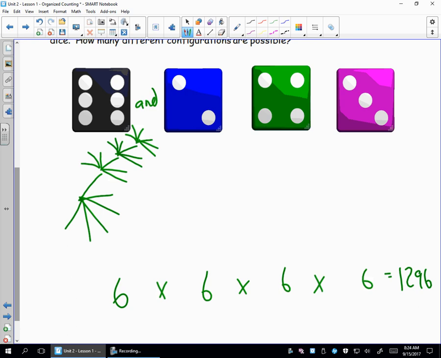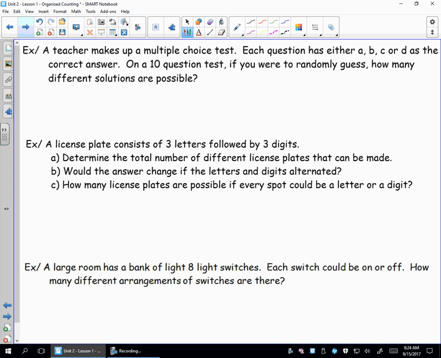Isn't that much faster than trying to draw a tree diagram and count your paths? Right, we're going to try a couple more. A teacher makes up a multiple choice test. Each question has either A, B, C, or D as the correct answer. On a 10-question test, you're going to randomly guess. Well, how many different solutions are possible? Now, I don't mean how many right answers. There's only one right answer, right? But how many different ways could you guess on this test?